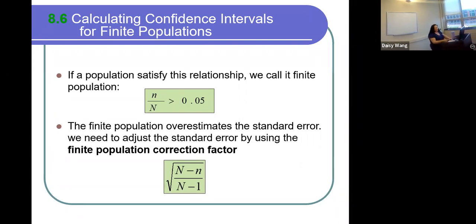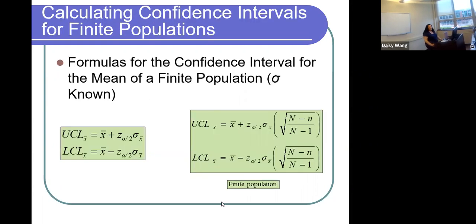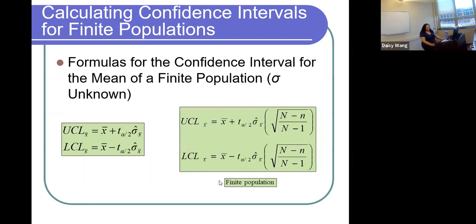The finite population overestimates the standard error, so we need to adjust it using the finite population correction factor. Use the population size minus sample size divided by population size minus 1, and then the square root. That's the only thing. This estimate will be adjusted by multiplying by this.